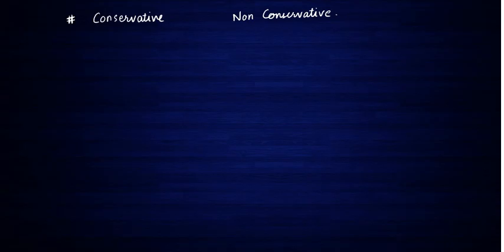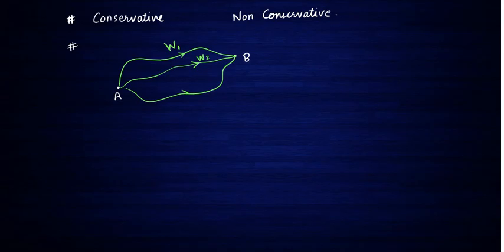So conservative forces are the ones for which work done happens to be independent of the path taken, meaning from point A to point B, let us say there are multiple possible paths. So let us say this is path 1. The work done while the particle traverses path 1 is W1. Let us say this is path 2 and the work done over here is W2. This is path 3 and the work done over here is W3.